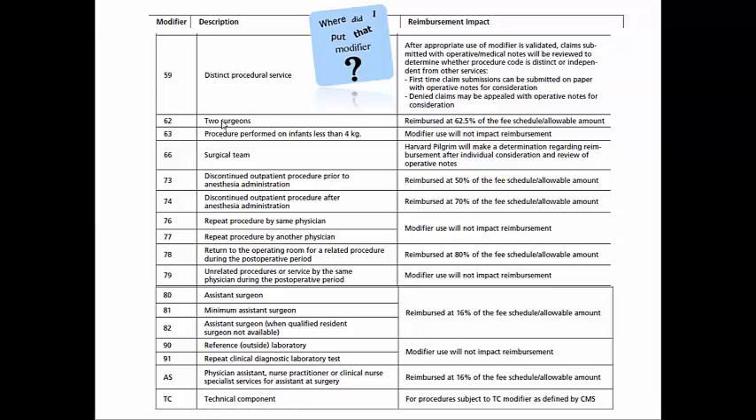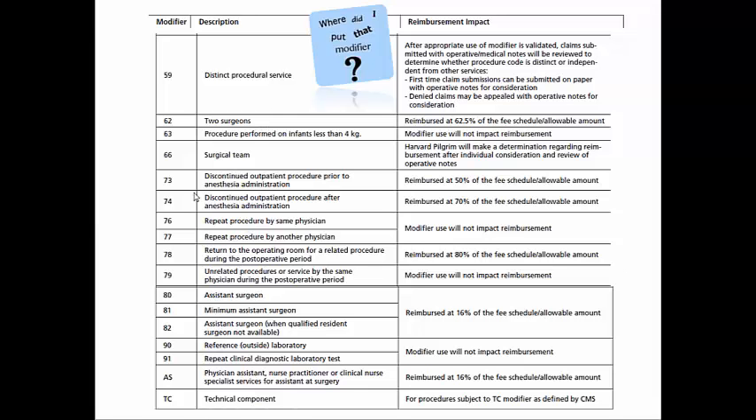Okay, modifier 62, two surgeons. So this would be when two surgeons are needed for a procedure in the OR. Then modifier 62 would be added if they're both doing the same procedure.